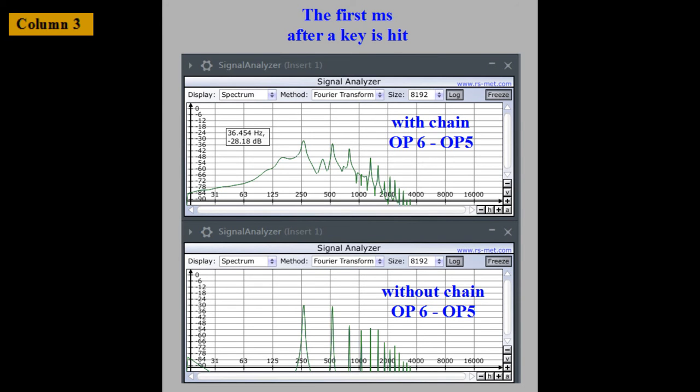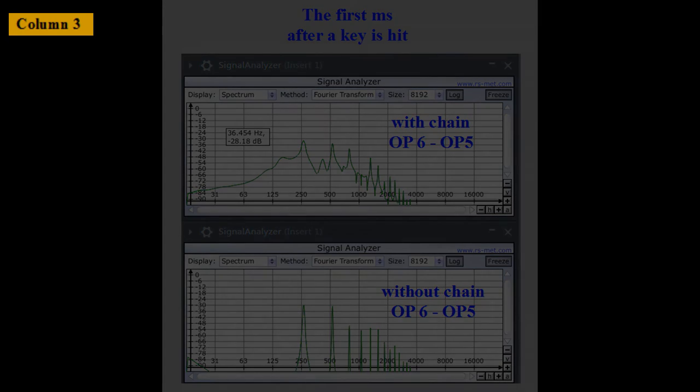The effect of this chain is quite small, but you can easily see it when comparing the spectra of the first milliseconds after hitting a key. The upper spectrum is with activated operator 5, the lower spectrum is without.